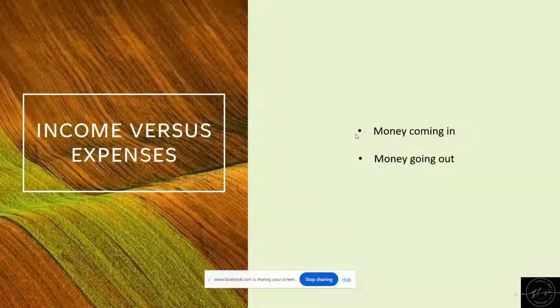Income versus expenses. So money coming in would be your income, so your paycheck, your commissions, your bonuses, child support. Money going out is all that money that you're spending as far as your bills, light bill, house payment, car payment, those various things.